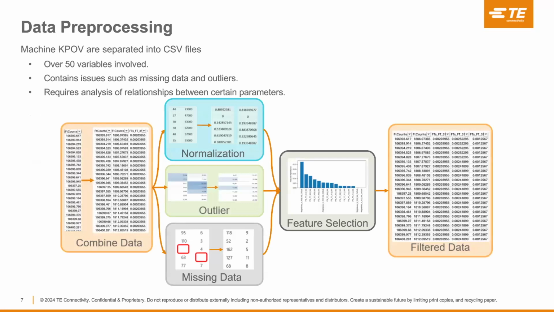Data pre-processing is one of the first pipelines in machine learning model development. This is where we gather the type of data and we turn them into CSV files. And we go through all the data cleaning techniques, such as we identify outliers and we handle the missing data. We go through the feature selection and we prepare this filtered data to develop the machine learning model. Next slide.